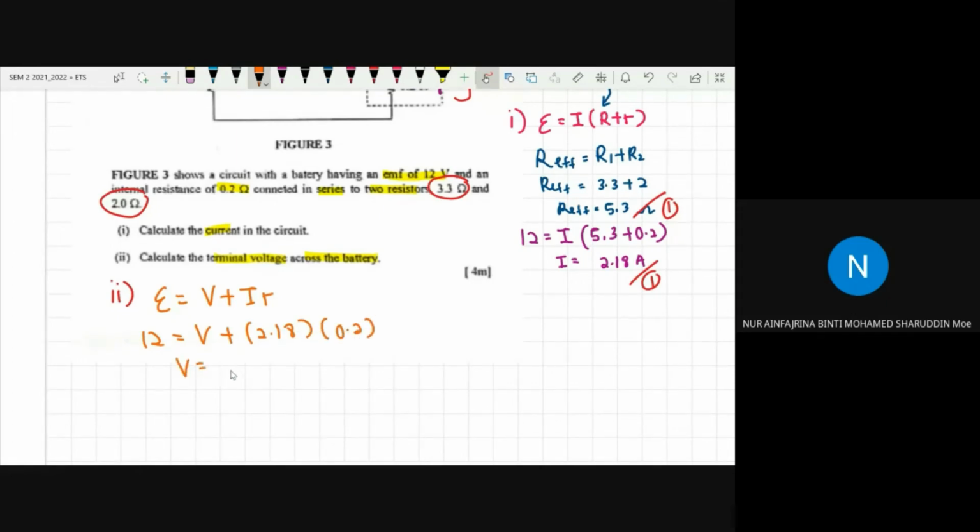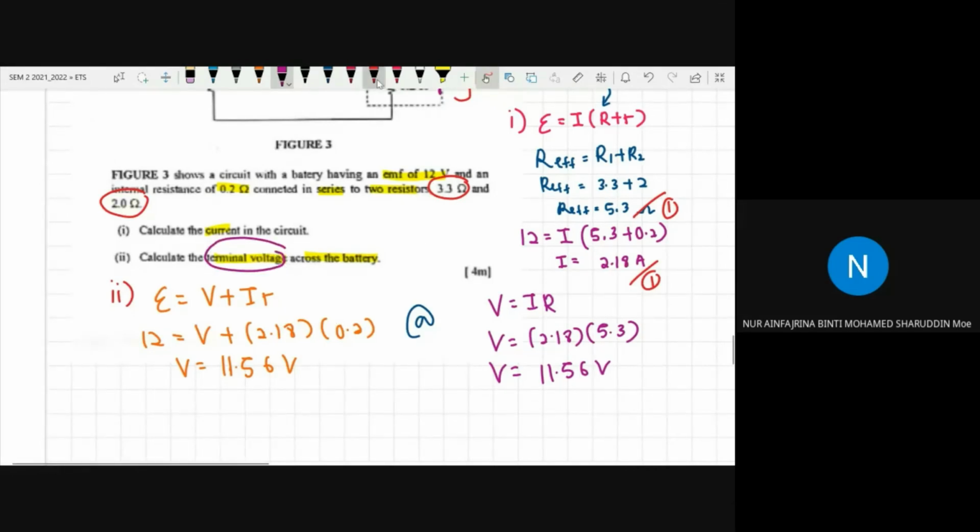So when you press the calculator, you will get the terminal voltage 11.56 volt. Or you can use V equals to IR, Ohm's law, where your current is 2.18 and your effective resistance here is 5.3. So tekan calculator, you will get 11.56 volt. So you have two ways to find for the terminal voltage. Either way is okay. So you will get 1 mark for the substitution and 1 mark for the final answer with the correct unit. So the total mark for this question is 4 marks.